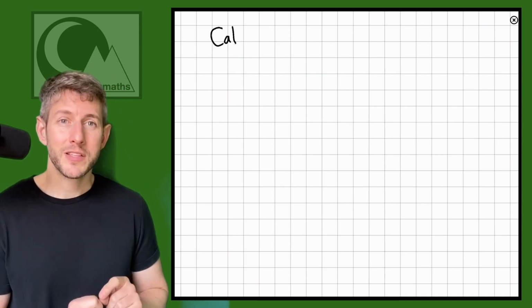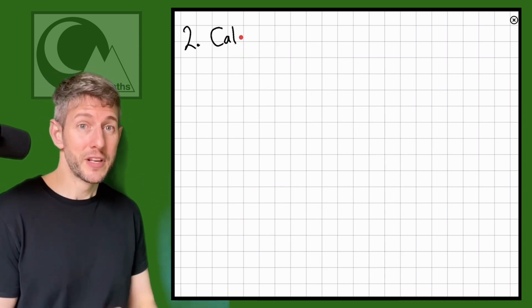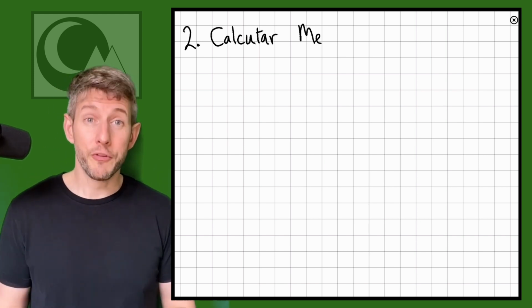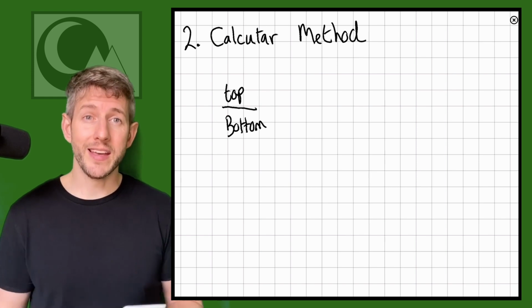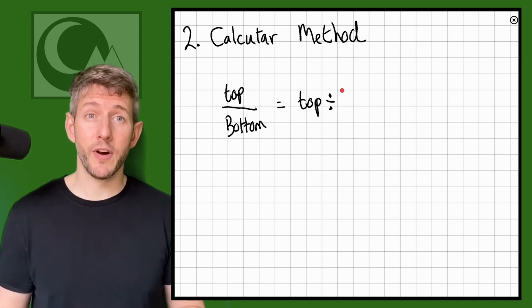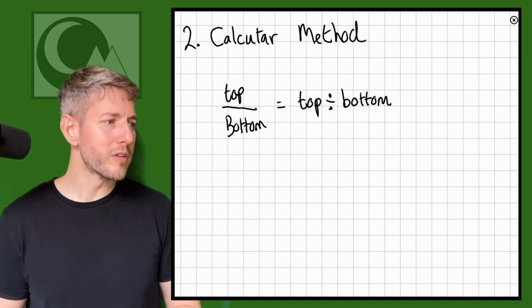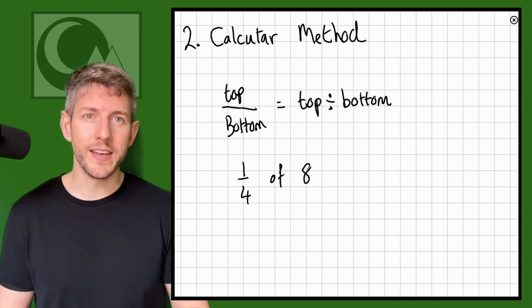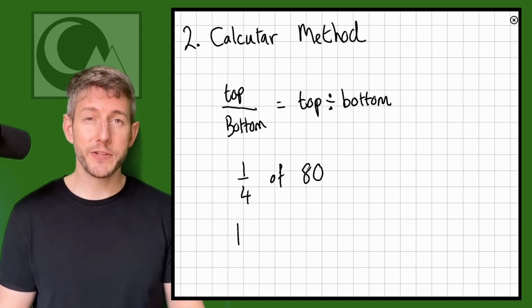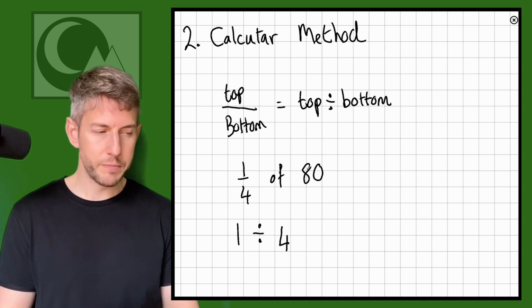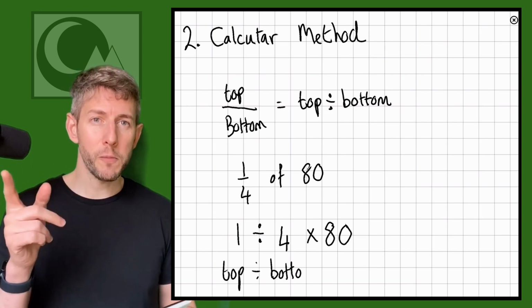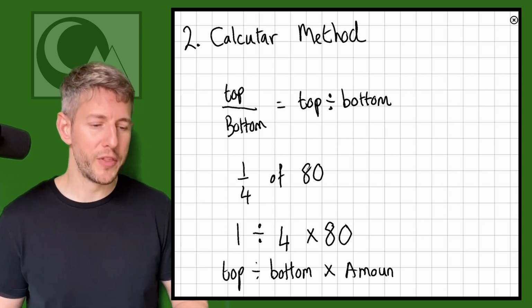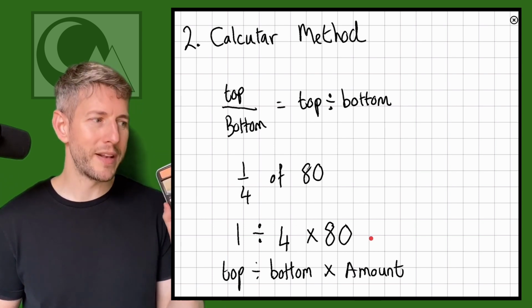Right, second method, the calculator method, if you want it. All we need to know for the calculator method is that a fraction is basically the top number divided by the bottom number. So if you want to do 1/4 of 80 in your calculator, you simply do 1 divided by 4 multiplied by 80. So it's top divided by bottom multiplied by the amount. And there we go, we've got 20.